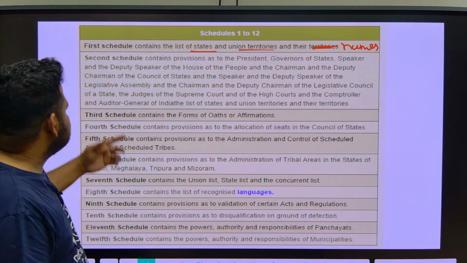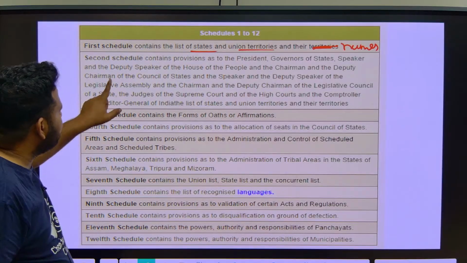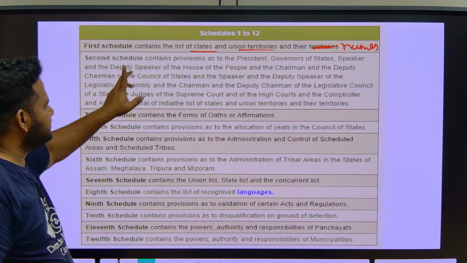The second schedule contains what? It contains emoluments and salaries.